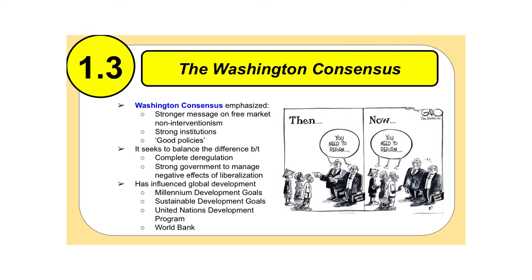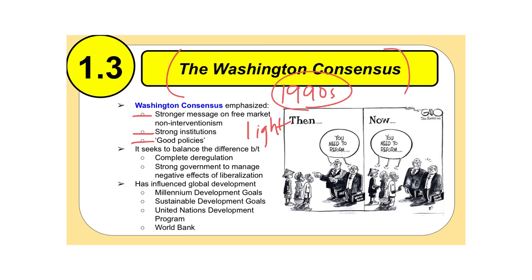And lastly, the last development theory we're going to talk about is the Washington Consensus. The Washington Consensus came out around the 1990s. What it emphasized was a stronger message on free market non-interventionism, strong institutions, and good policies. So basically this is neoliberalism light.